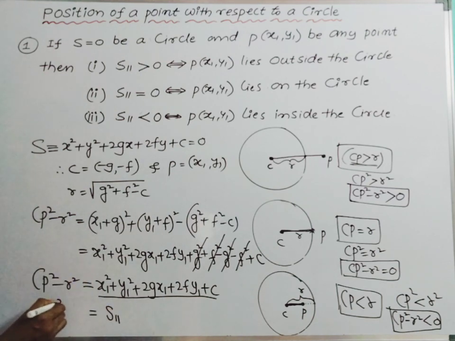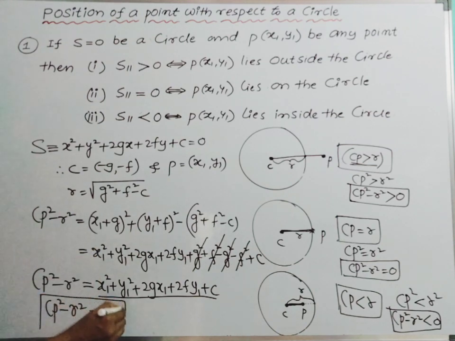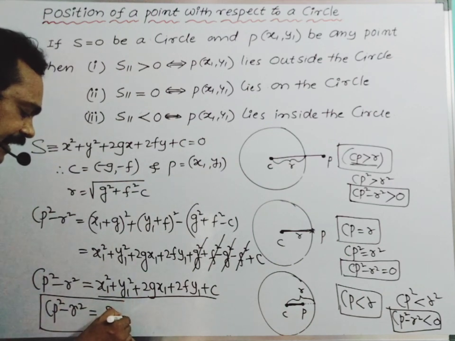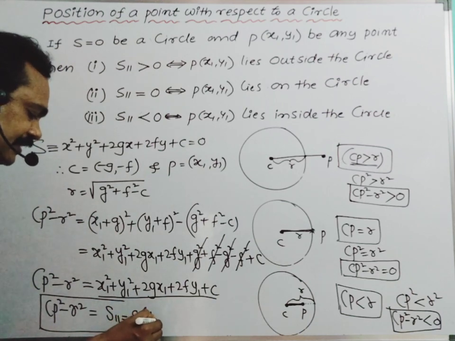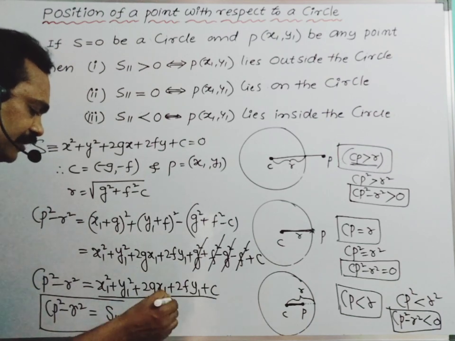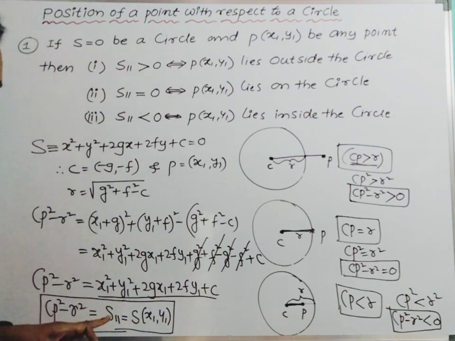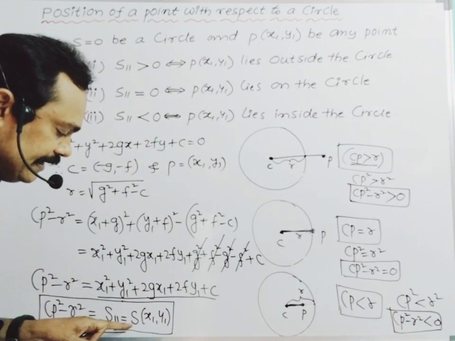CP square minus r square is nothing but S11. How do you get this S11? Simply, in the S expression, if you substitute the x1 point and y1 point, you will get it.